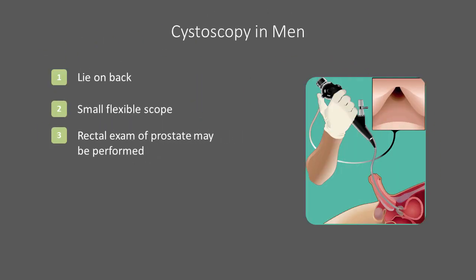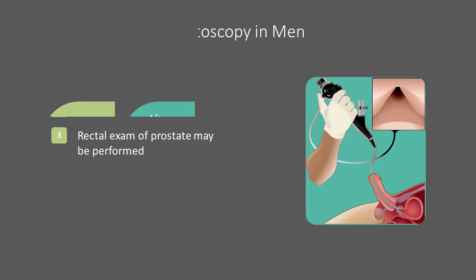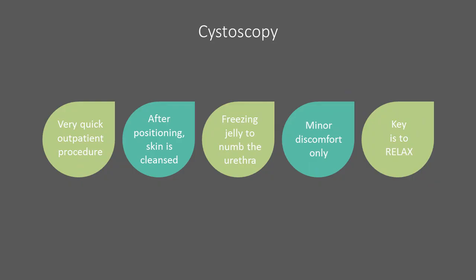The next few slides will explain how the cystoscopy procedure is performed. In men, cystoscopy involves the passage of a small flexible telescope into the bladder with the patient lying down. A rectal examination to feel the prostate may also be performed afterwards as part of the assessment. Cystoscopy is usually a very quick outpatient procedure.